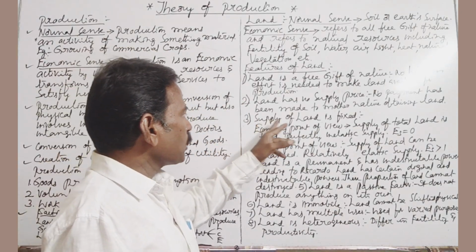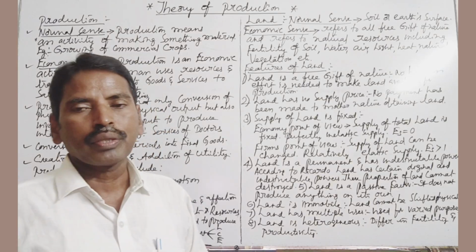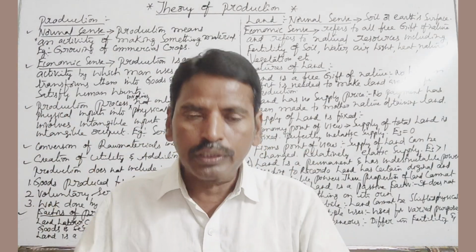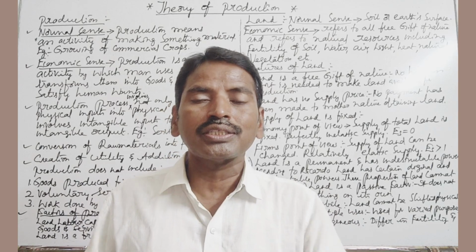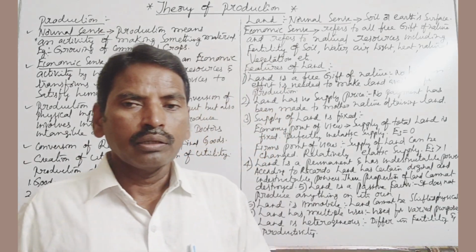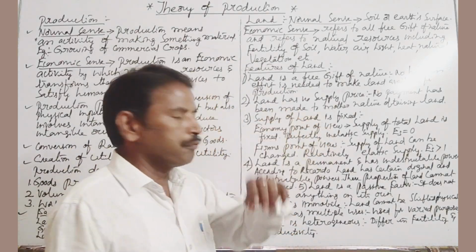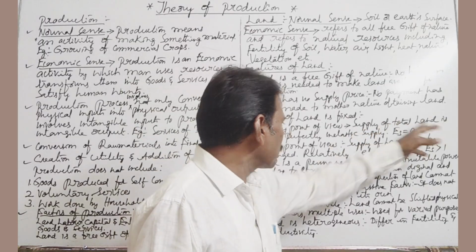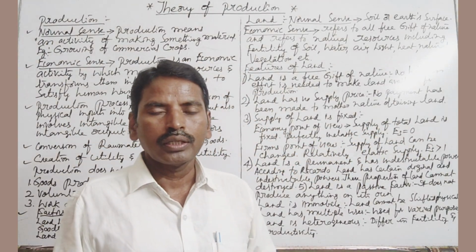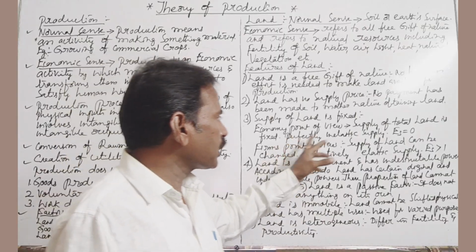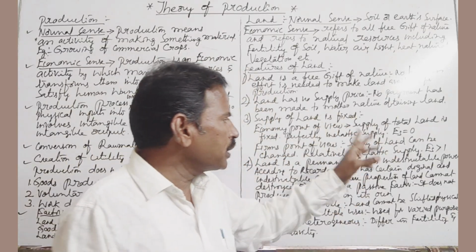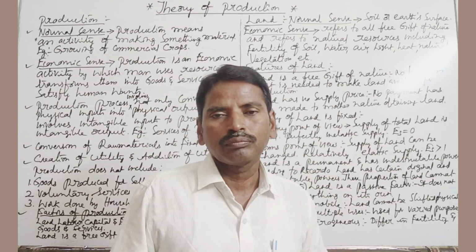Third one, supply of land is fixed. No one can increase, no one can decrease the supply of land. From the economy's point of view, supply of total land is fixed. That means perfectly inelastic supply, ES is equal to 0.